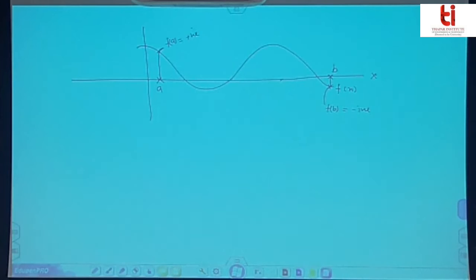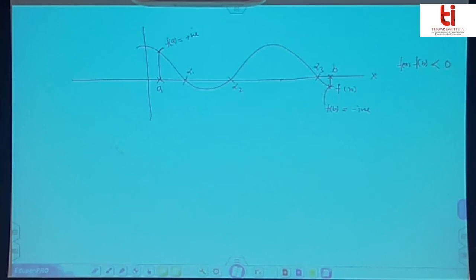And the function is continuous. It is crossing the x-axis 3 times inside the interval AB. Okay, so the roots of this function are what? Suppose alpha 1, alpha 2, alpha 3. These are the roots of the function f of x between a and b. This is possible only whenever f of a and f of b are of opposite sign. One is positive and another is negative. Or we can say their multiplication is what? That is less than 0.